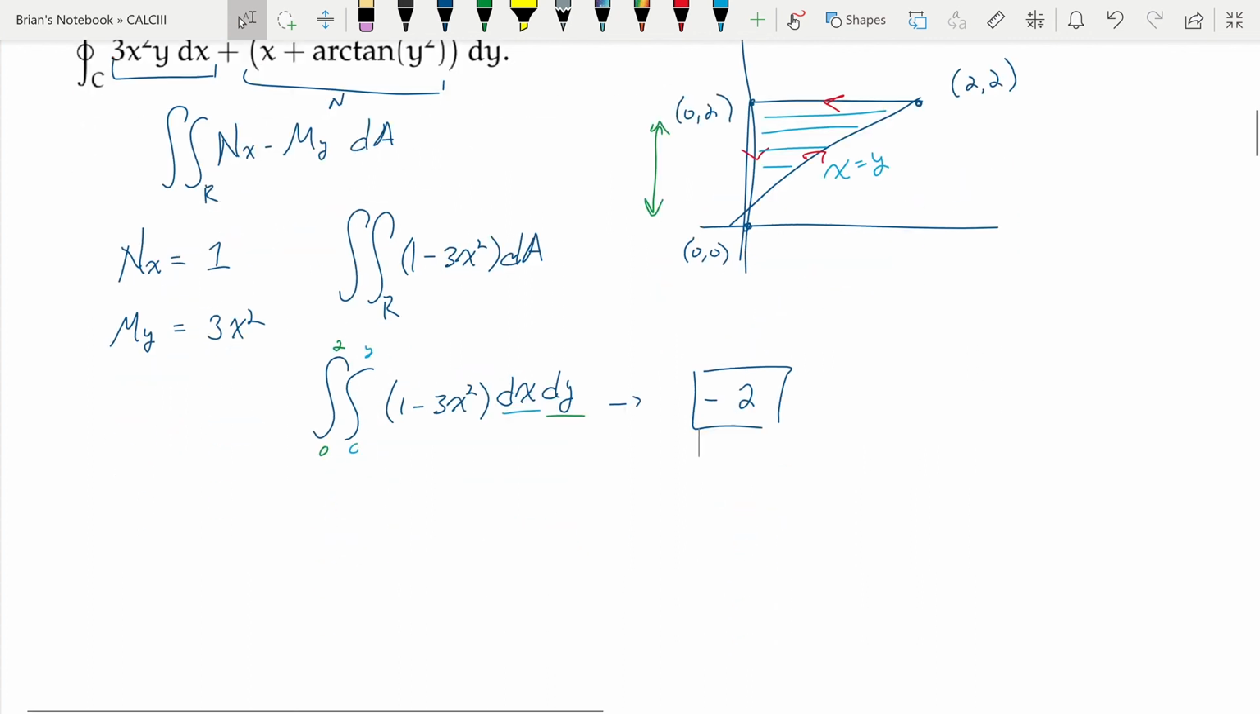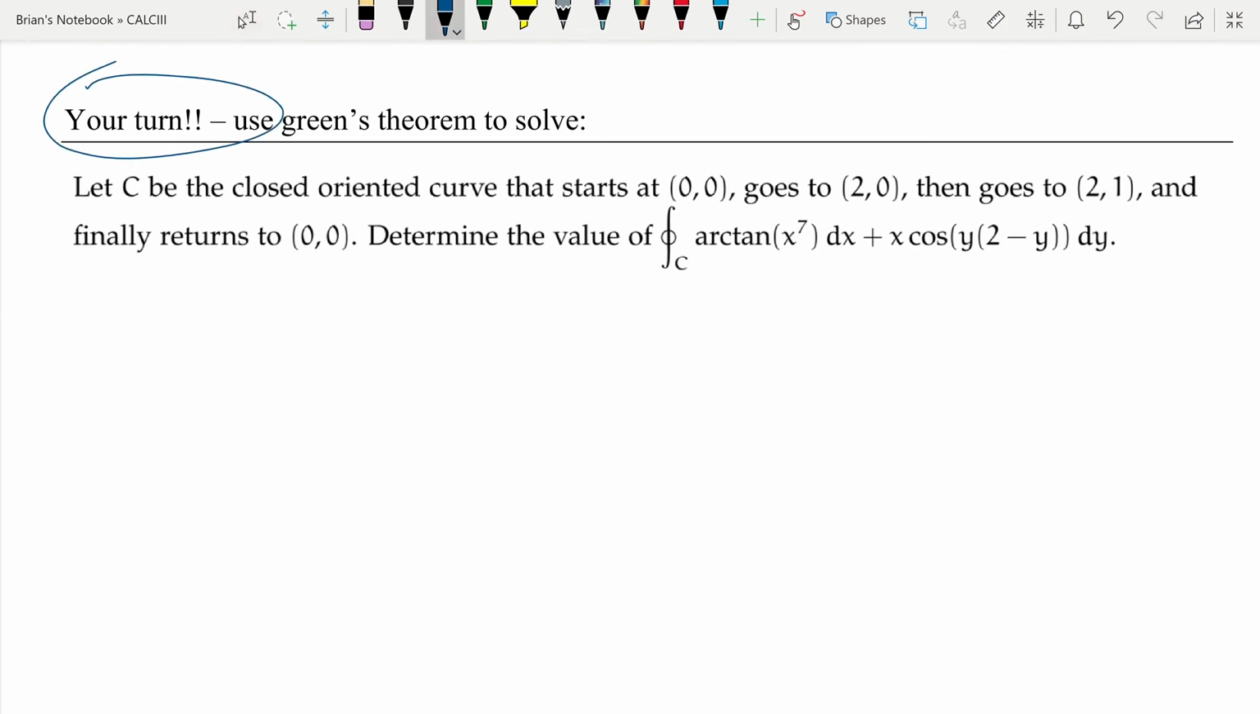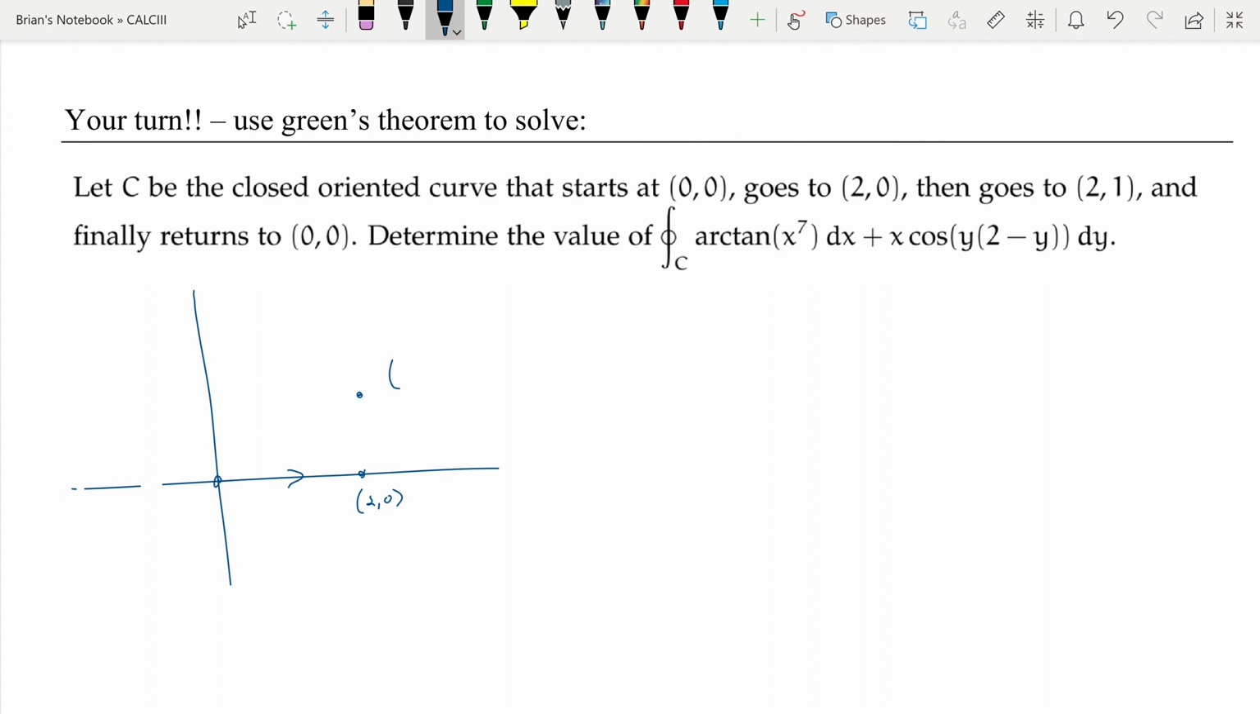All right. Cool. Let's look at a practice problem that you guys could do. It's your turn. Use Green's theorem to solve this question. So if we look at the shape, we can all draw the shape together. 0, 0, and we go to 2, 0. So we go this way, and then we go to 2, 1, which is up here, and then we go back to 0, 0. Perfect. Another triangle problem. We see plenty of these.